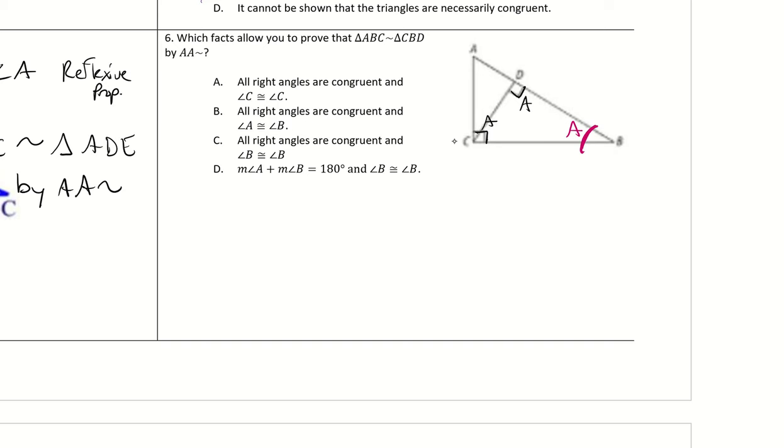So all right angles are congruent, that's true. C is congruent to C. No, that's not what we're using. We're not using that reflexive property. All right angles are congruent, A is congruent to B. No. All right angles are congruent, and B is congruent to B. That's what we're looking at right here.